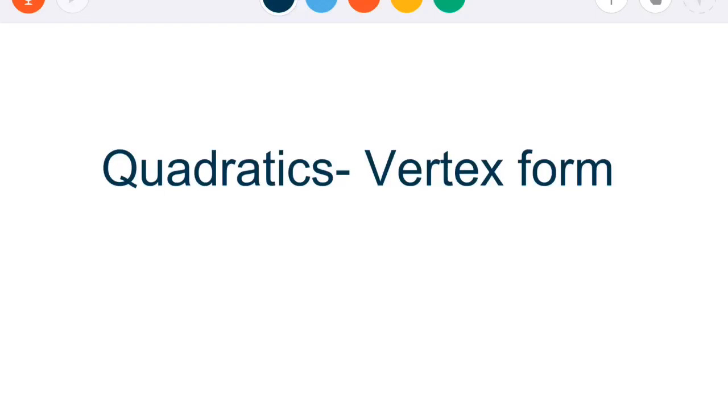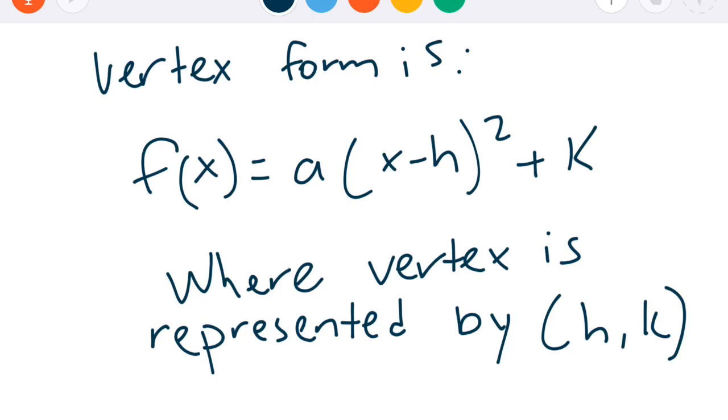This video is another video on quadratics, but more specifically we are going to be talking about the vertex form. So vertex form is this equation right here. f of x, which is another way of writing y, equals a times (x minus h) squared plus k. Now the really important part of this is the second part of it.